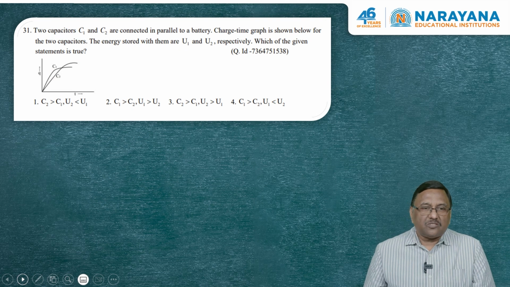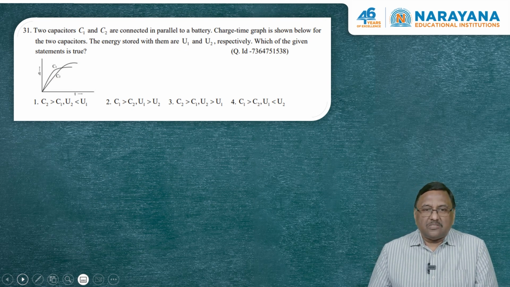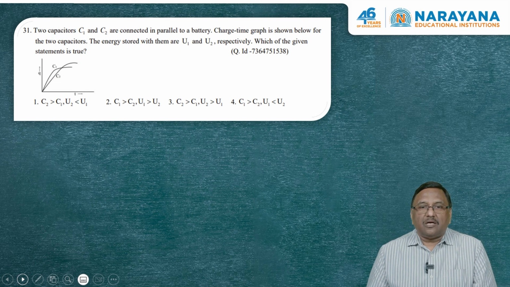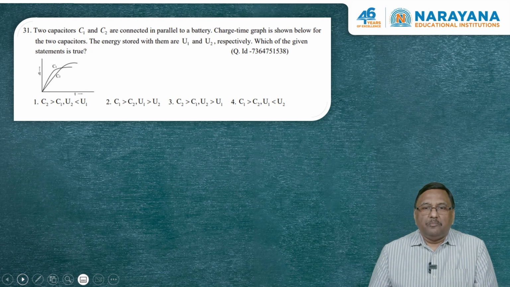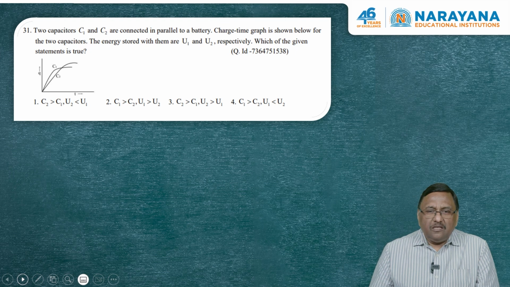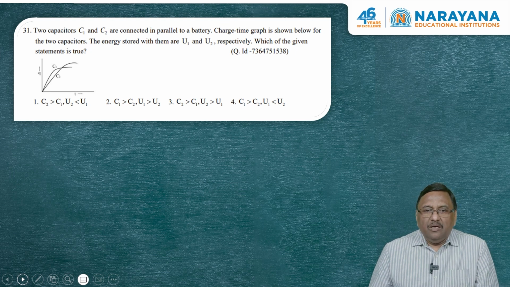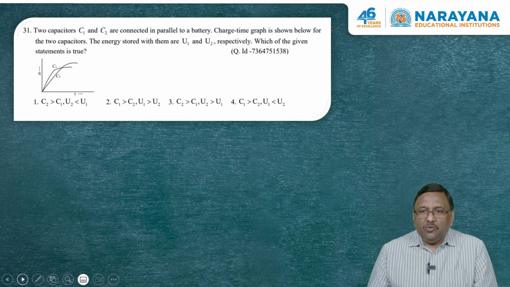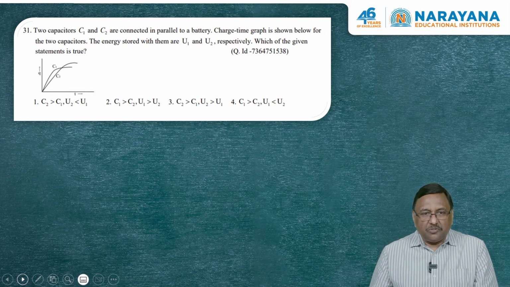Now let us go for the next question, that is question number 31. Here we are saying two capacitors C1 and C2 are connected in parallel to a battery. First thing, C1 and C2 are connected in parallel to the battery. That means both of these two capacitors are going to have the same potential difference across them. Charge time graph is shown below for the two capacitors. The energies stored in them are U1 and U2 respectively. Which of the given statements is true?